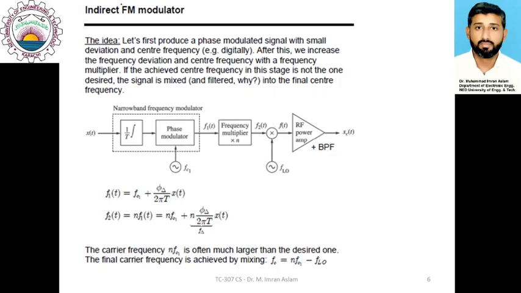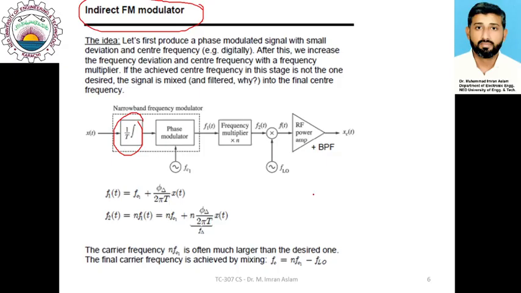Secondly, FM can be generated indirectly as well. The main idea regarding the indirect generation of FM is that we first generate a phase modulated signal with a relatively small frequency deviation, because we know that phase modulation can have only a small variation. So first we need to have a phase modulated signal, which generates an FM signal through integration.